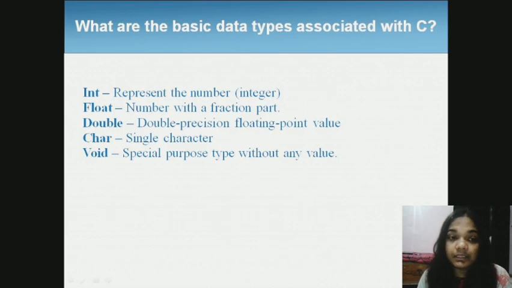Then we have double. Double is used for double precision floating point values. They are also used for decimal values, but double is used for double precision floating point values. And then we have char. It is basically used for a single character. Single character means A, B, C, D, 1, 2, 3, or any particular character. Even if you type 1 as a value, it will not take 1 as a number, it will take it as a character.